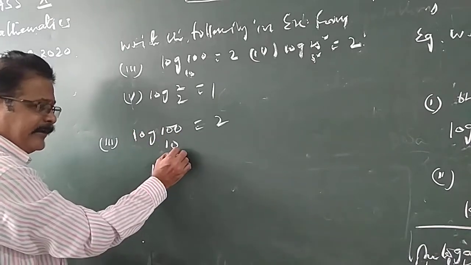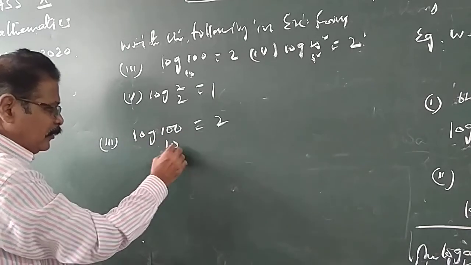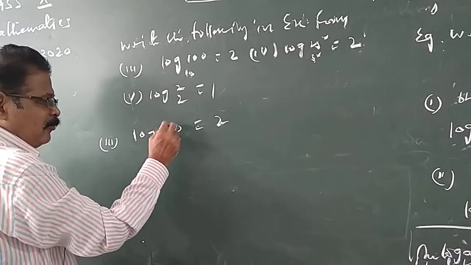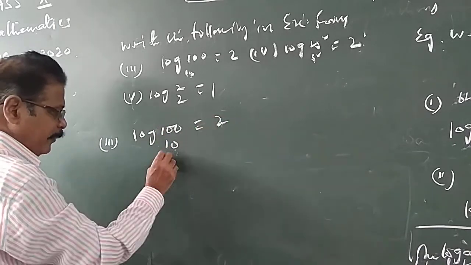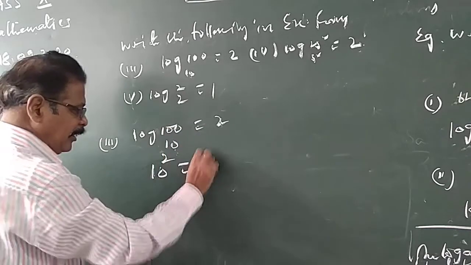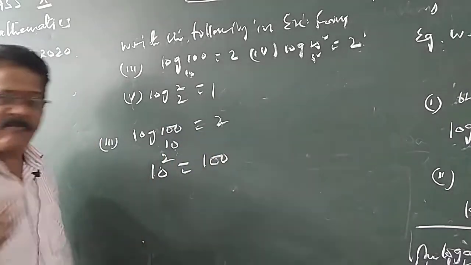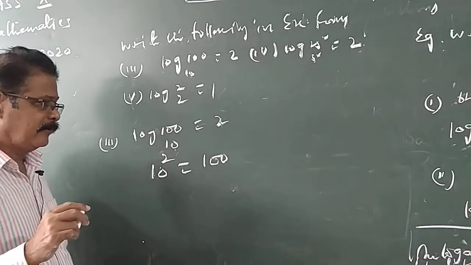What is the base here? 10. The base will not be changed. Base 10. The value of log 100 base 10 is 2. The value becomes the exponent. 10 square equal to what? 100. 10 square equal to 100.